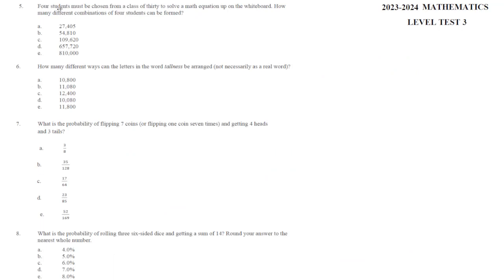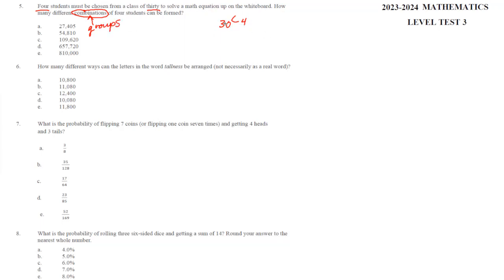Number 5, 4 students must be chosen from a class of 30 students. Now, are we going to be in a permutation or a combination? Let's look to see what it is. How many different... oh, look, they even used the word for us. So it is 30 choose 4. Notice it's a group here. That's what tells us that we're going to use that one.